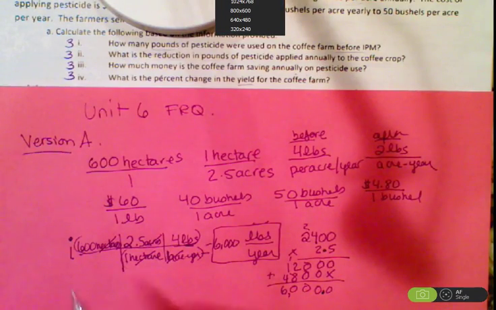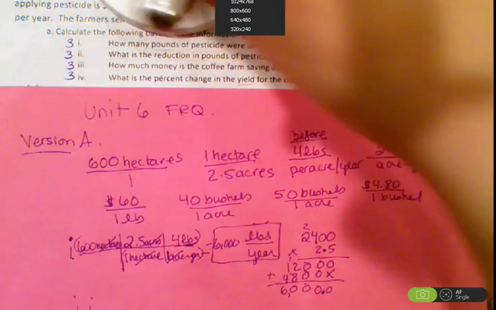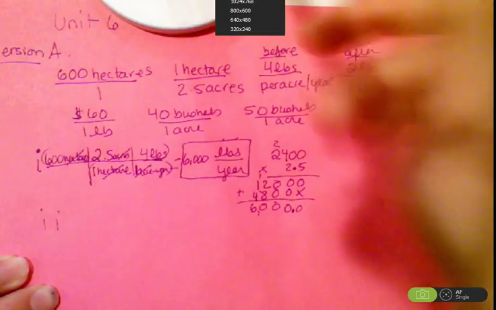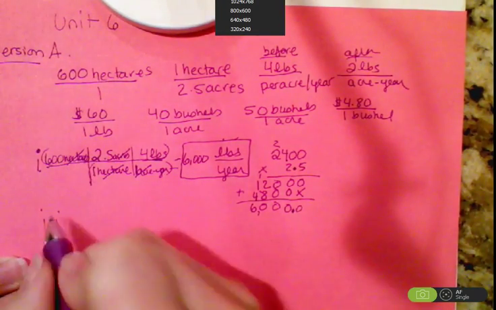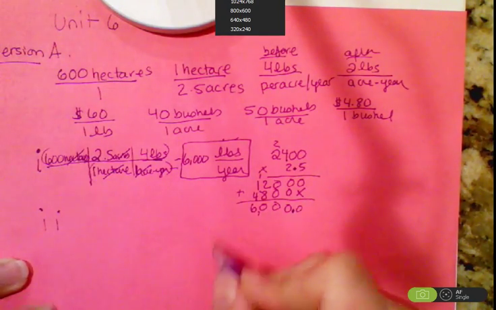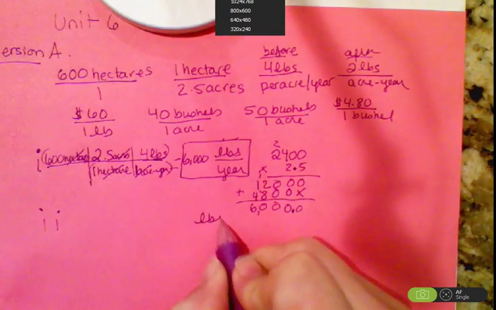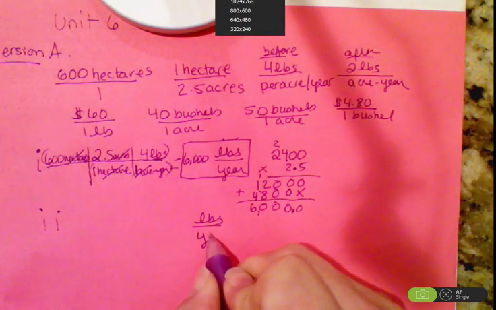Number 2. I'll move this down in a second. Let's read it real quick. What is the reduction in pounds of pesticide applied annually to the coffee? So this is asking about how much you have reduced your pounds. So annually. My question is asking me, it's got to end up in pounds annually. Pounds per year is what I want to end up with.